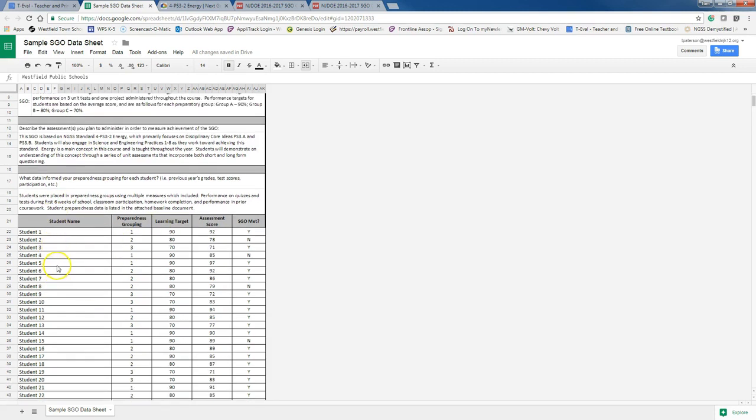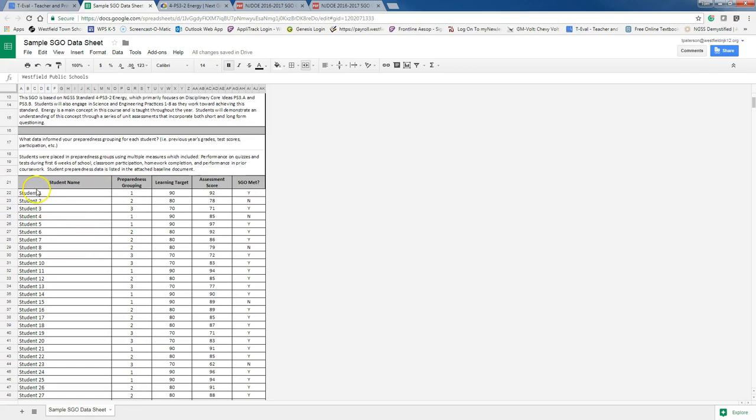This is what we're interested in. This is where the data is, and you would of course use your real student names. And then here I've assigned them to whatever prep group that they're at based on my pre-assessment data. And here I've defined what the learning target is for each prep group, and this is actually done through a formula. So if I change the prep group for the student, it'll automatically change. Then I go ahead and put in my post-assessment score. For this SGO, I said it would probably be an average, so this is just a single score.